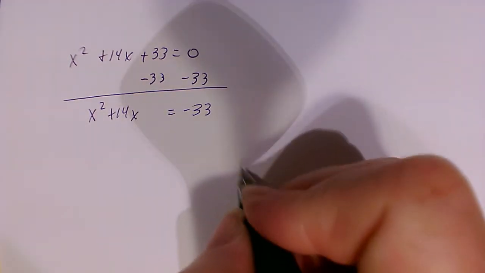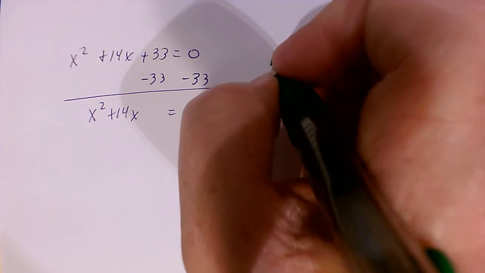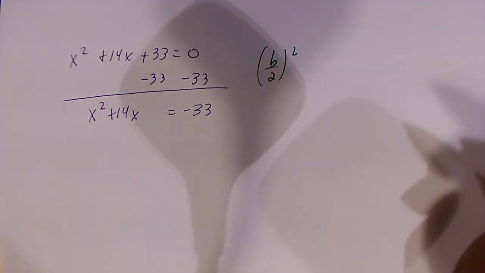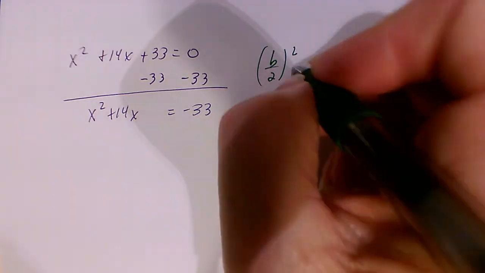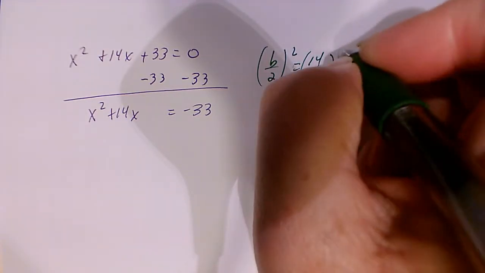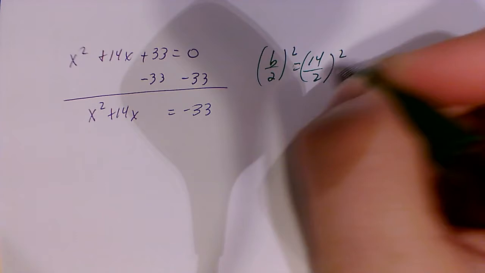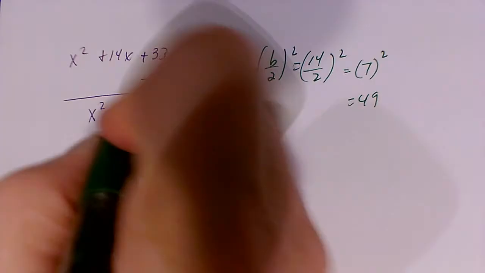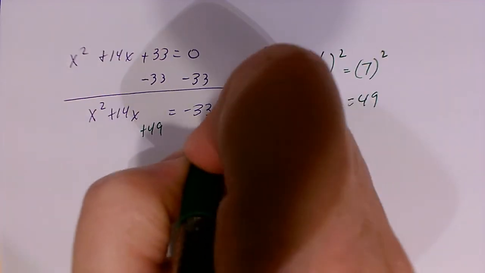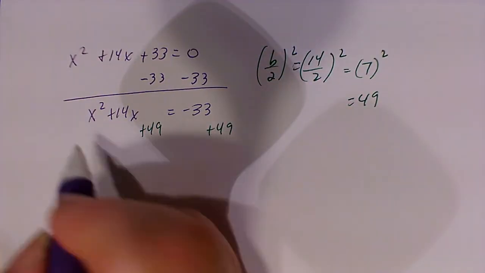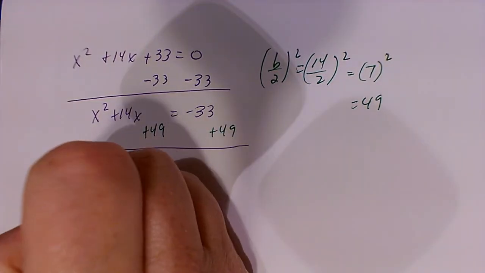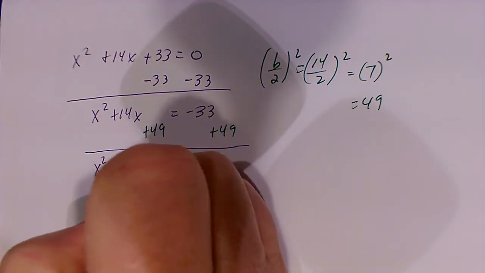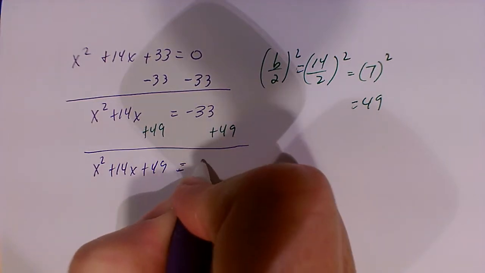So now we have to figure out what we can add to both sides to create our perfect square on this side. So again, it's b over 2 quantity squared. So our b is 14. So 14 over 2 quantity squared. 14 divided by 2 is 7 squared, which is equal to 49. So we're going to add 49 to both sides. So now we have x squared plus 14x plus 49 is equal to 16.